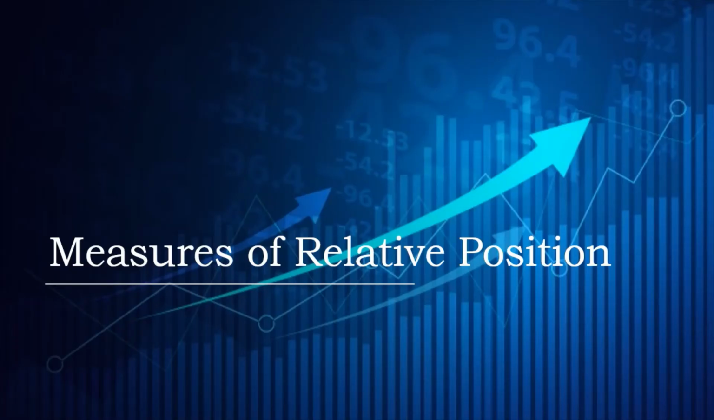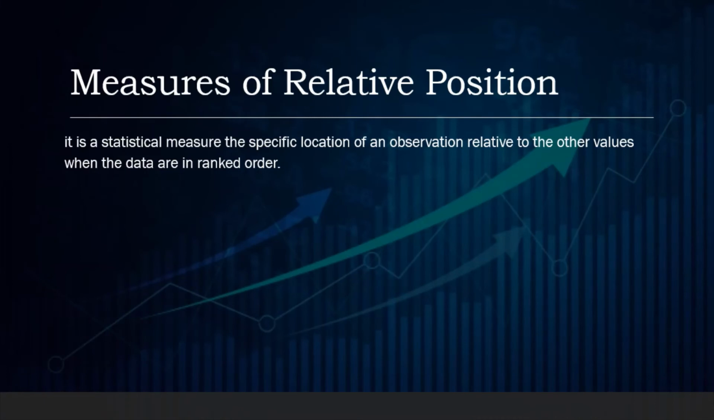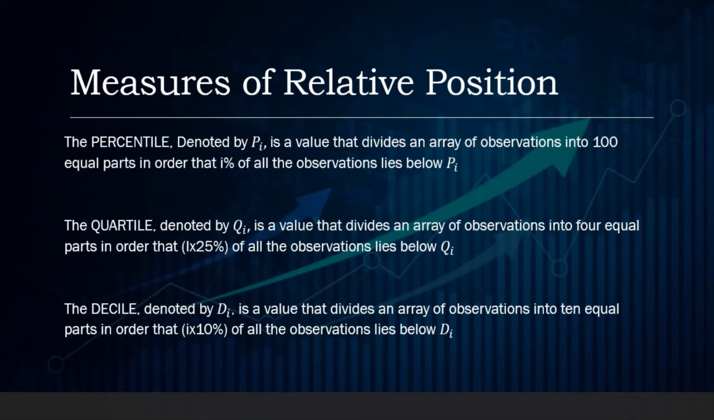Measures of relative position. It is a statistical measure of the specific location of an observation relative to the other values when the data are in rank order. Percentile, denoted by P sub i, is a value that divides an array of observations into 100 equal parts in order that i% of all the observations lie below P sub i.